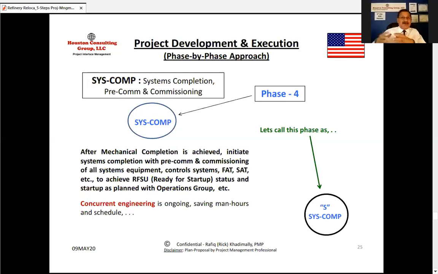Now the operations group have come into being. And by the way, in all these phases, the concurrent engineering is ongoing. Review my previous presentation on my website, which says interface management energizes concurrent engineering on mega projects. Okay, this phase 4, you can call it S, system completion.